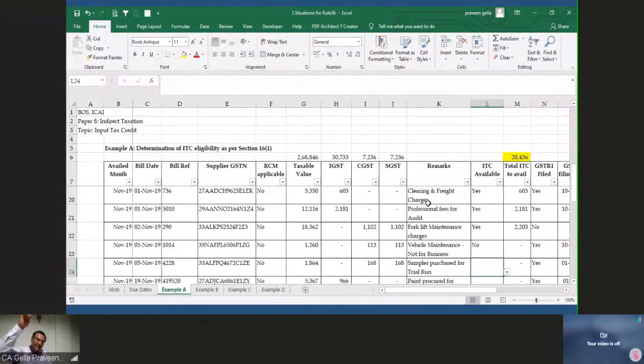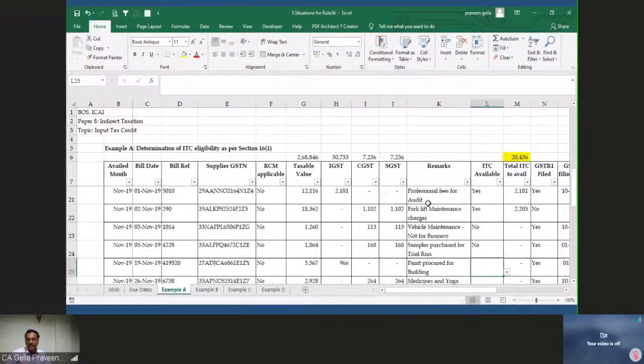Samples purchased for trial run. Again, I link this with my first example. Trial run may be successful, may not be successful. I may continue, I may not continue. Ambiguity persists. Because of ambiguity, I'll say no.